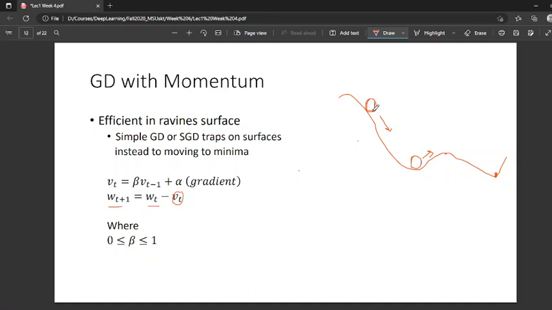If we are updating our weight values with the help of gradient descent with momentum, then what will happen? It will add momentum to the algorithm, and the algorithm will not get trapped at this local minimum. Rather, because of the momentum, it will come out from this one, and there is a high likelihood that it will settle at this point, which is the global minimum of this surface or of this function. So this is the benefit of gradient descent with momentum.